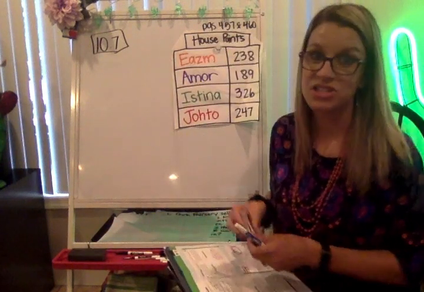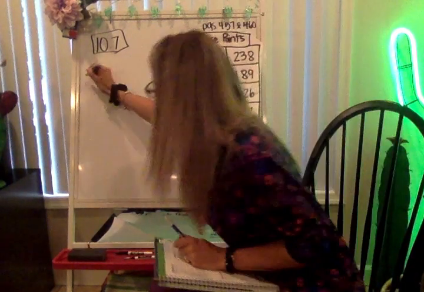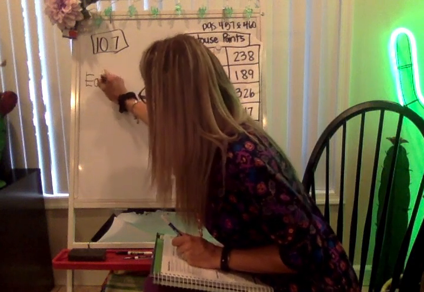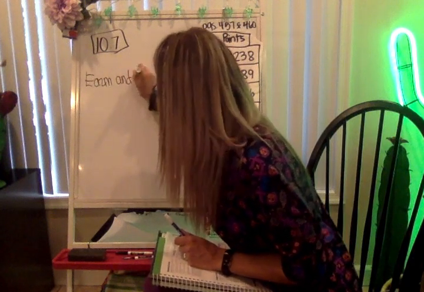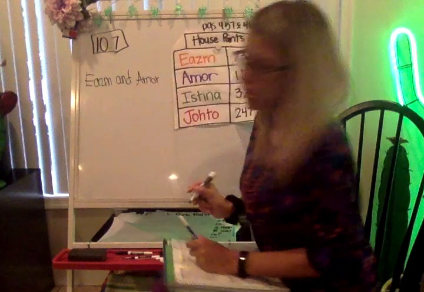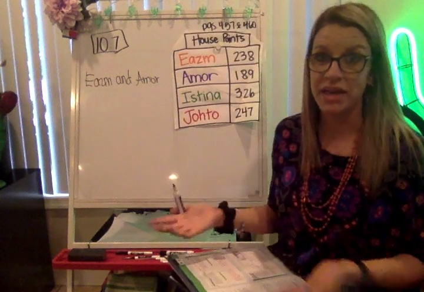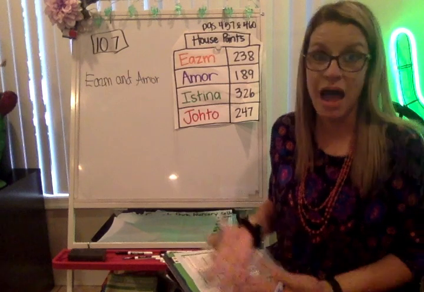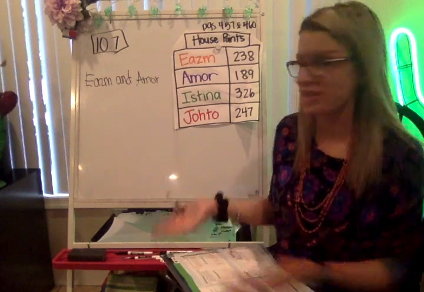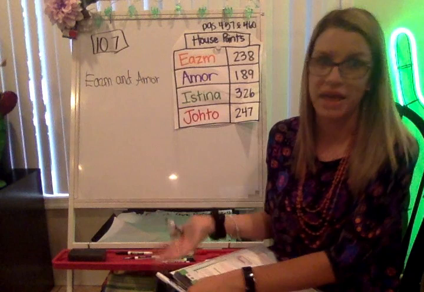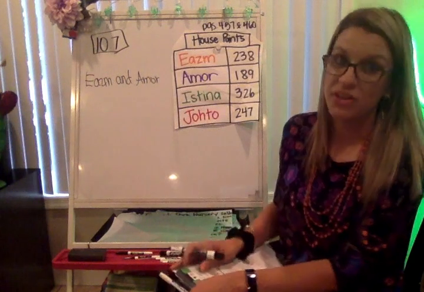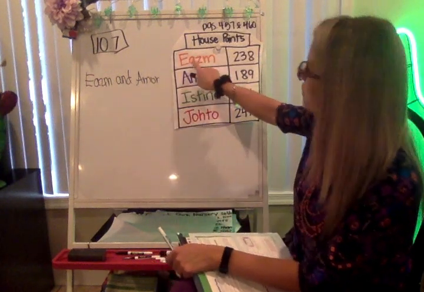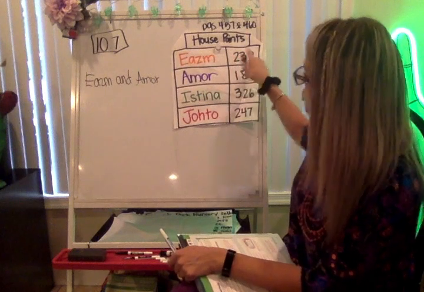If I asked you, how many points did EZOM and Amor earn in the week, what would you say? And how would you find out the answer for that? You would have to create an equation. So in order to create the equation, you've got to look at the chart, so find where EZOM is, and put the 238.